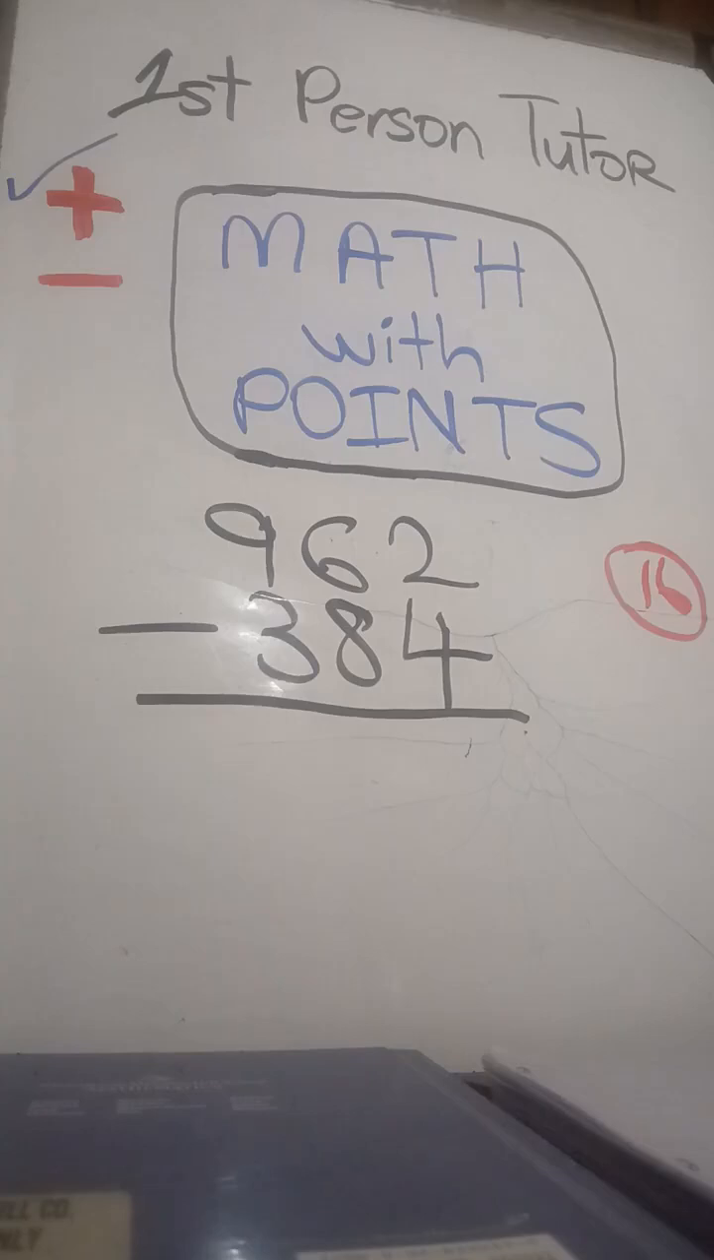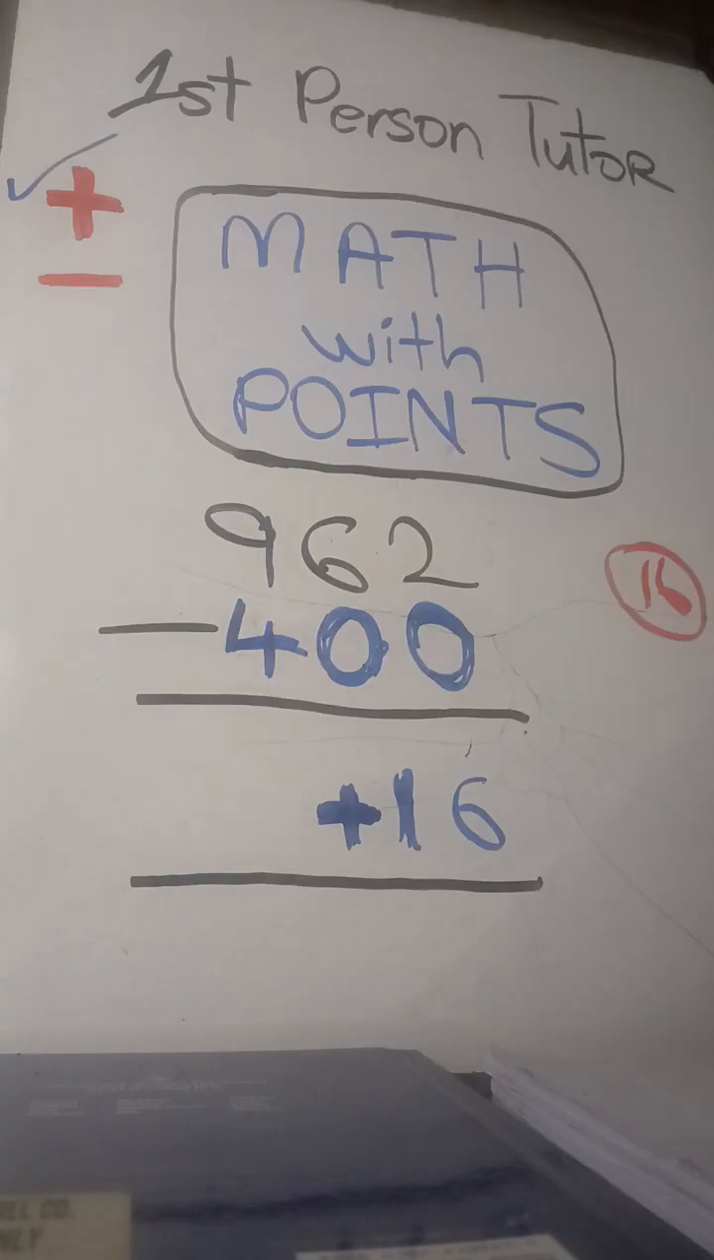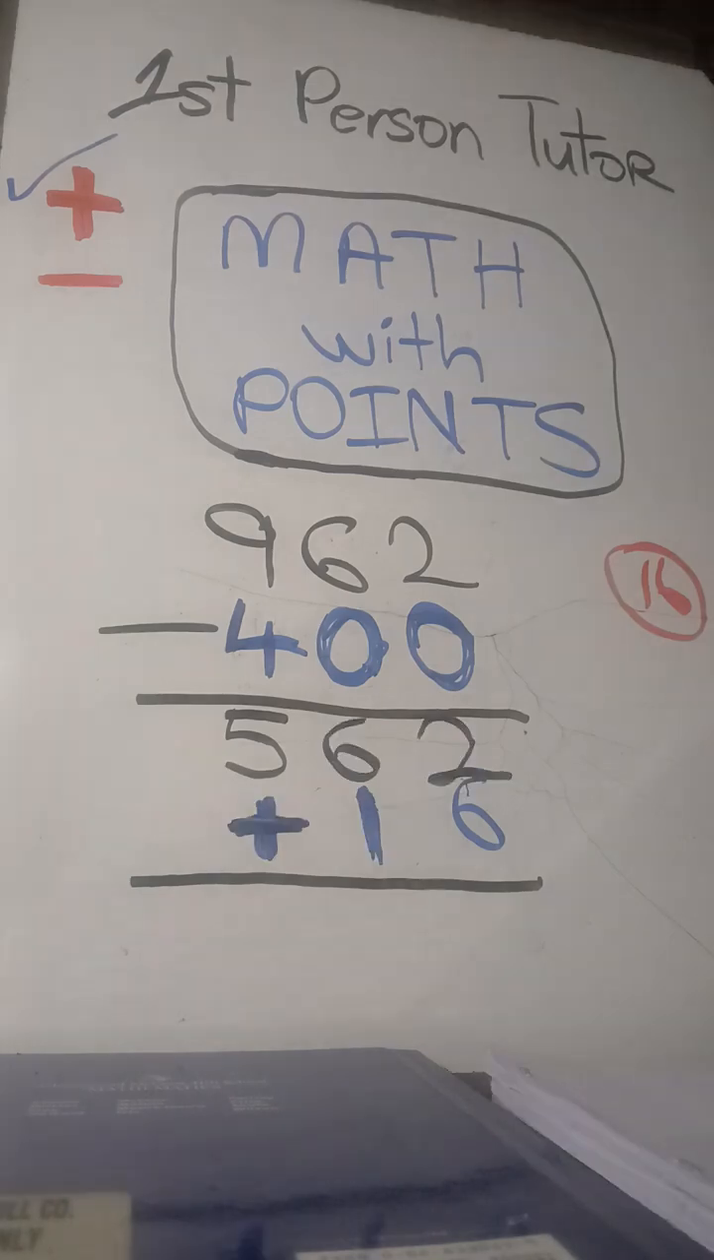Now, what if instead of looking at 384, we looked at the number 400, and after doing this, we add 16. 9 minus 4 is 5. And you know the rest. 6 minus 0, 2 minus 0. So now we have 562 plus 16.